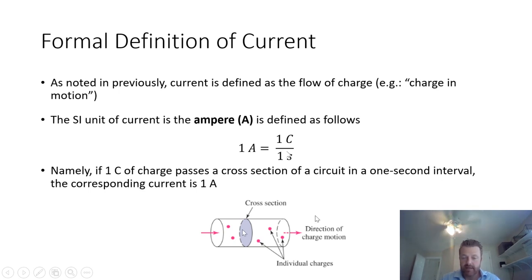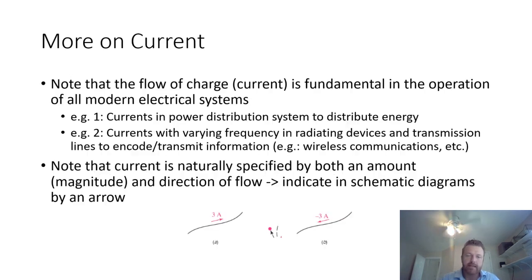And you can kind of see that visualization here. If I have some carrier of charge and I can cover the entire cross-section, and I can count how much charge penetrates that cross-section within a second, keeping in mind, as we'll see in a minute, that you have positive and negative charge and you can have multiple directions. So there's a lot going on here. But in short, if there is 1 coulomb of charge passing in a second, that is said to be 1 ampere of current.